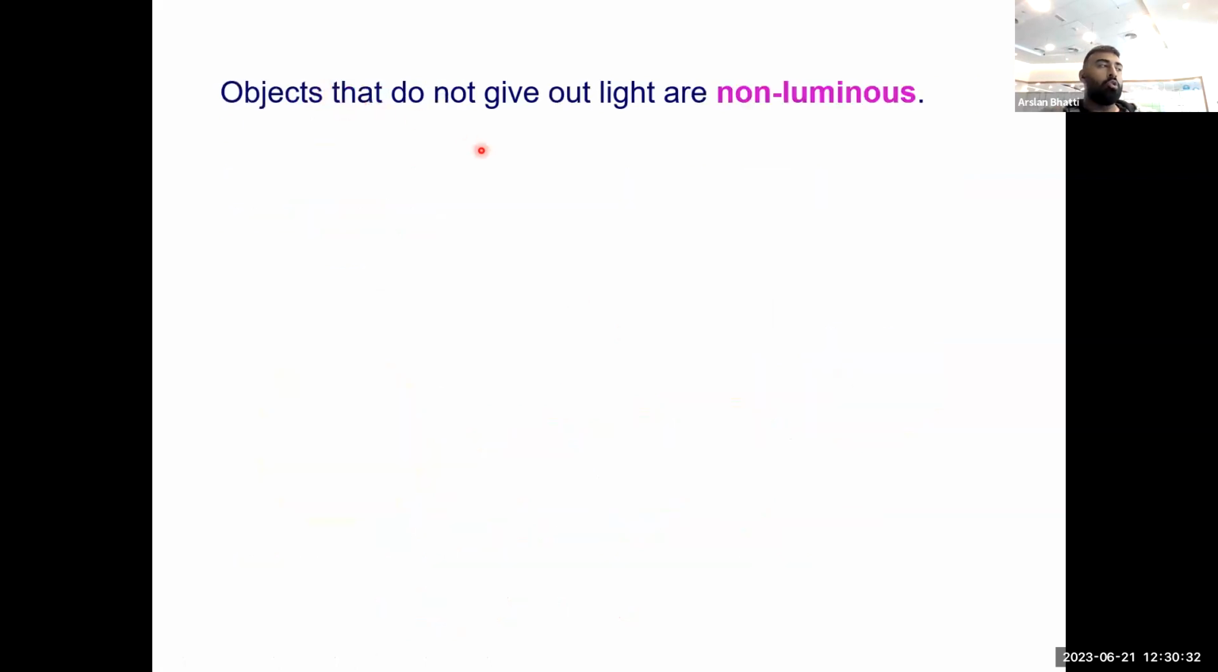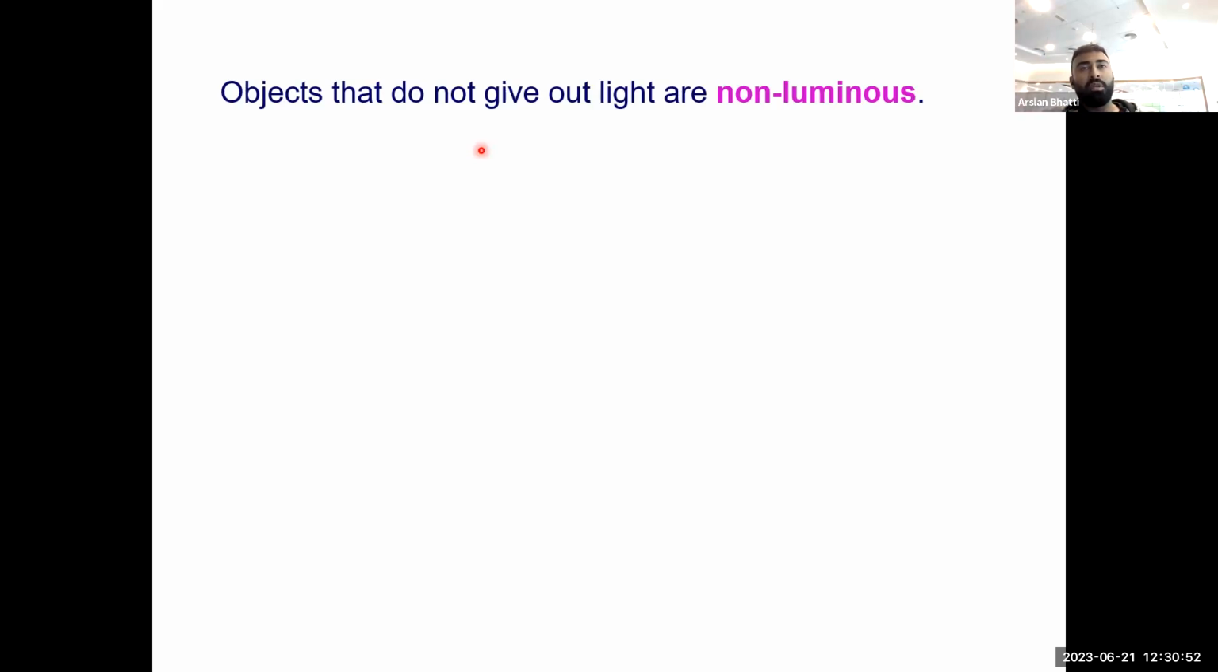So objects that do not give out light. So if you look around the classroom right now, you might see a desk. You can see it, but it's obviously not giving out light. You can see your wall. You can see your teacher. You can see other pupils in the classroom. So what's happening is light is actually reflecting off these things and into your eye.